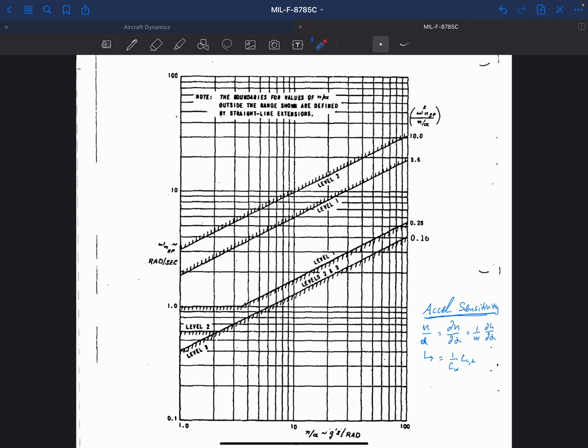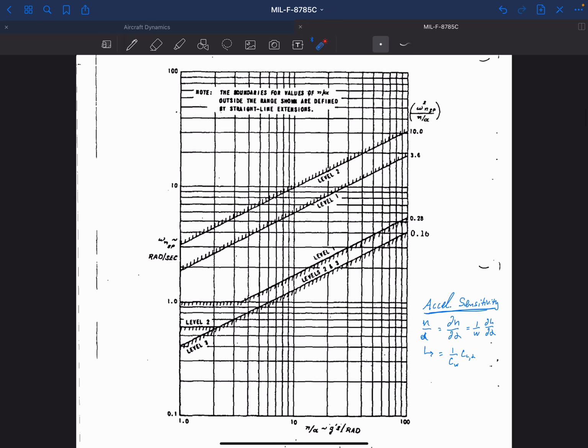So what they found was when they correlated all of this data, to have level 1 handling qualities, you had to fall inside of this region here. And then you could go out, level 2 would be in this region here, outside of level 1, and then down into here. And then level 3, we've got level 3 down here as well. So above a certain point, notice that above this point here, these are lines with a constant slope. Okay, we're going to come back and talk about that in a second.